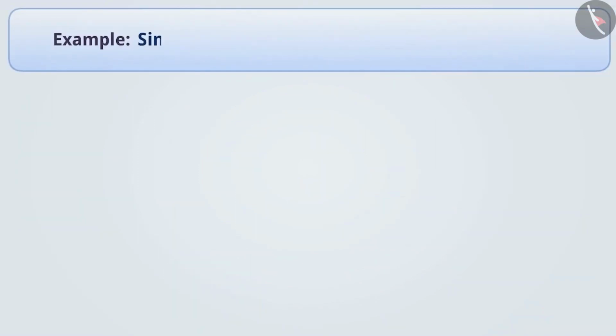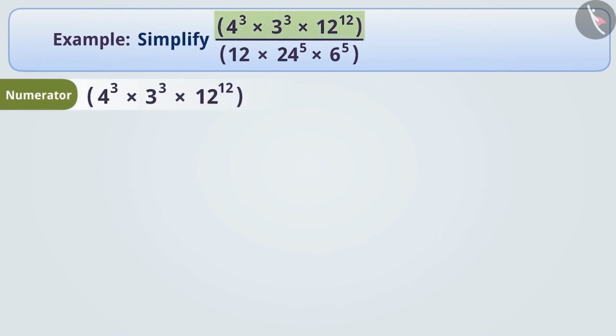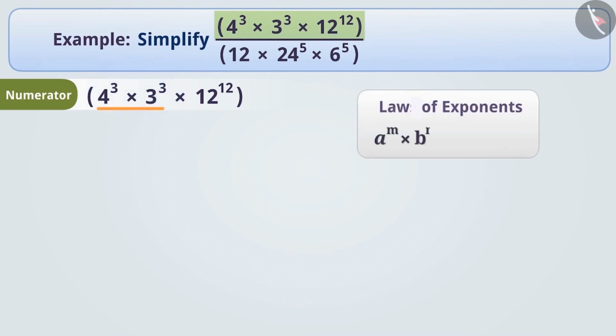Next example. Simplify this. Let's solve it. First, we will solve the numerator. Looking at the numerator, we understand that in 4 cube into 3 cube, the exponents are the same in both the numbers. So here, we will use the law a to the power of m into b to the power of m is equal to a into b to the power of m.